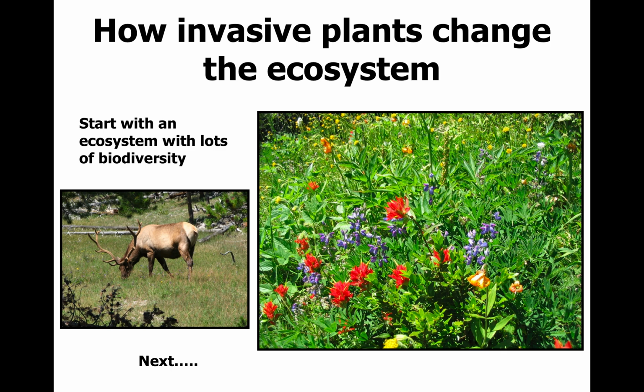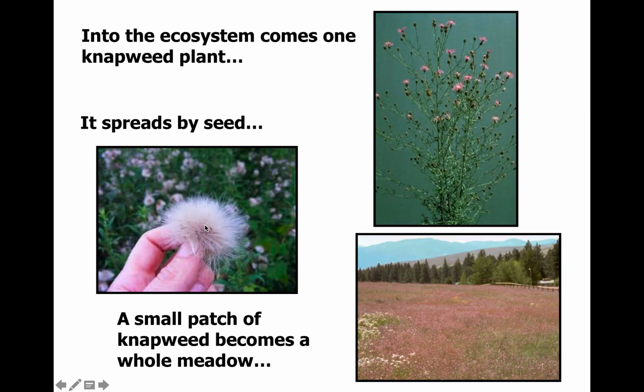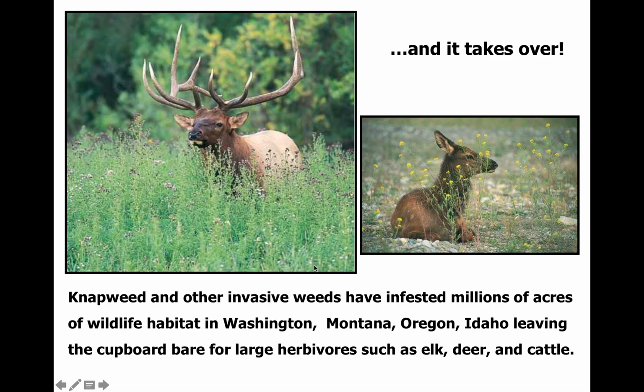So, this is an example of how invasive plants are changing the ecosystem. We have this beautiful ecosystem with lots of biodiversity. So we have our elk that's using the seal. We have all these different kinds of wildflowers. And then all of a sudden one knapweed plant comes in and this little fluffy bit spreads by seed. It can be spread by the wind even because it's so light. And all of a sudden, this tiny plant has become an entire meadow, and you don't have that biodiversity anymore.